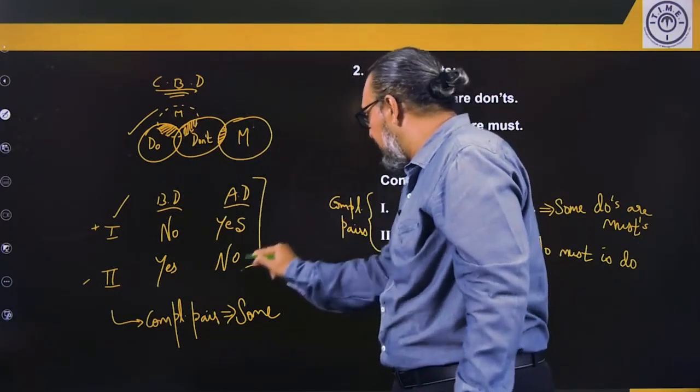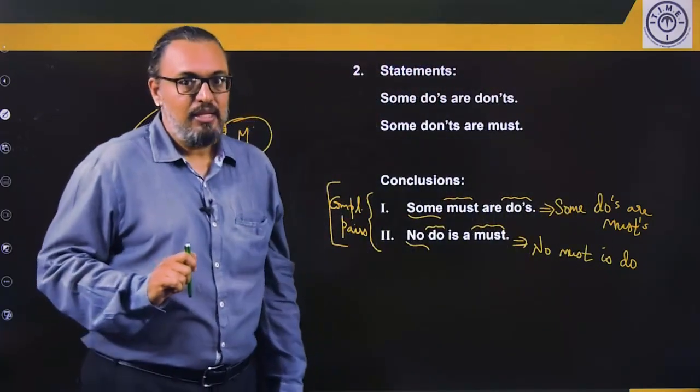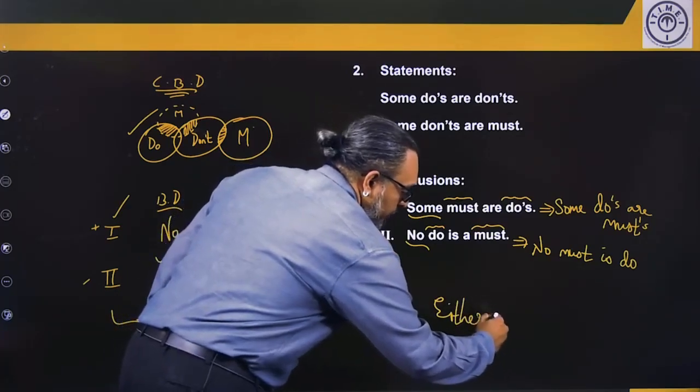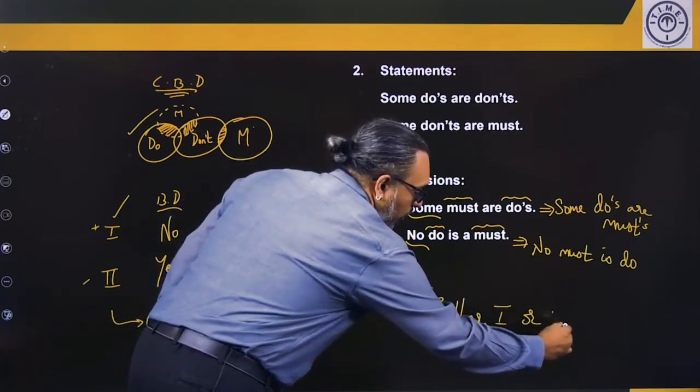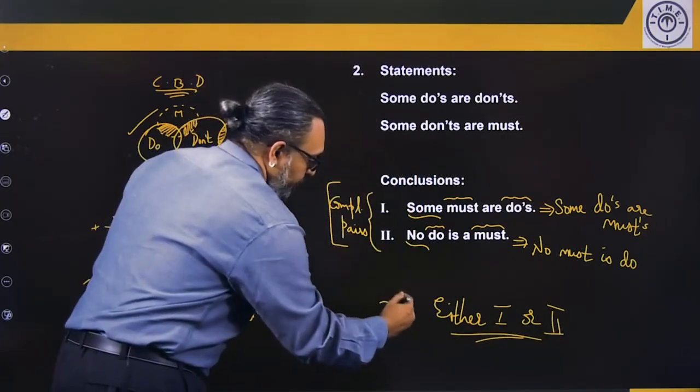So these two, whenever it happens, we will always give our answer as either or. Either one or two follows. That is there in the third option.